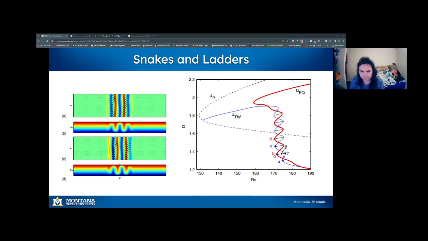Those rungs are, I think, transitions between different states. And these are two different solutions. Here's the traveling wave solution and the equilibrium solution.